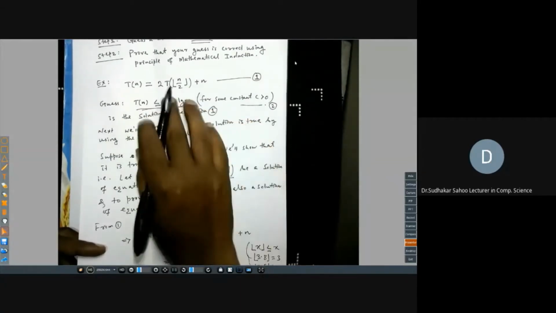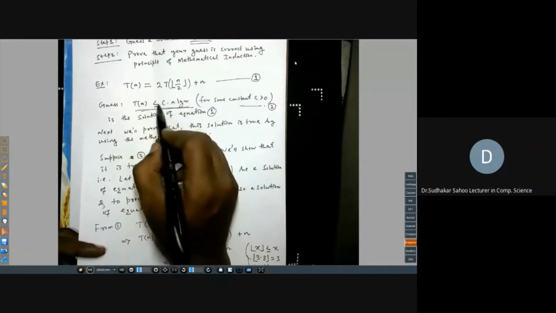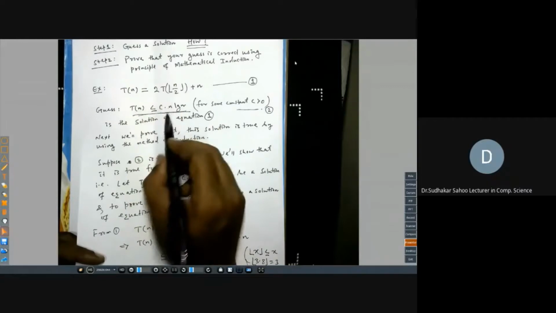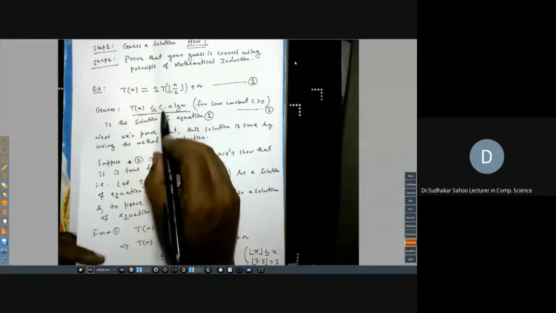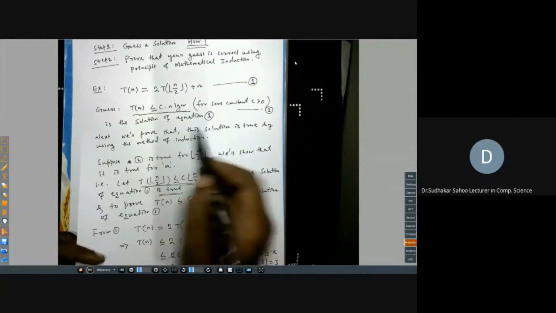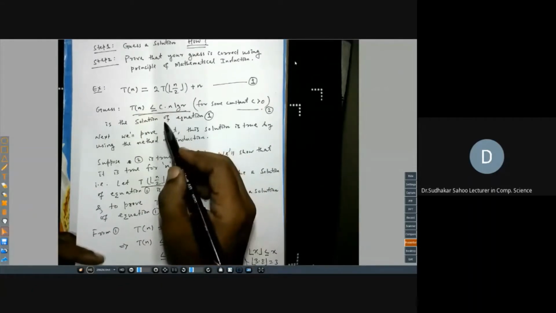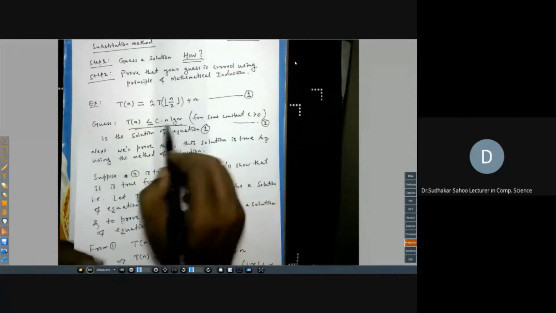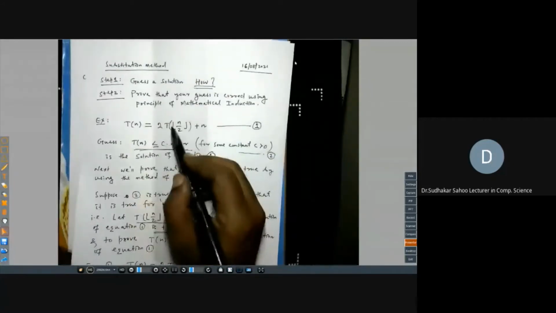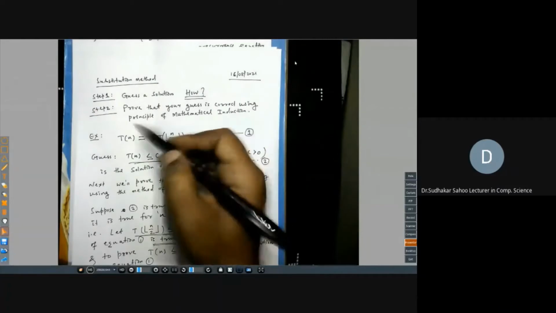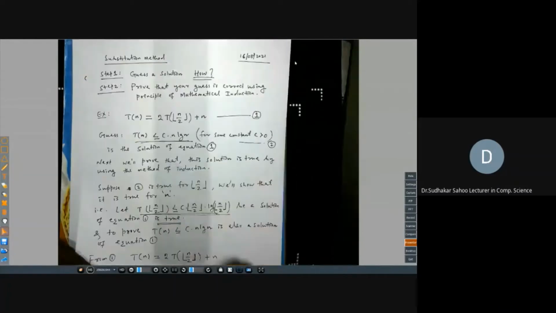Or you may guess that your solution is order of log n. Then try to show T(n) is less than or equal to C times log n. Try to find that C. If you find it, then you are right. If you cannot find any C, that means log n is not a solution of this equation. So this also depends on how you guess. If you can guess correctly, then finally you can prove it.